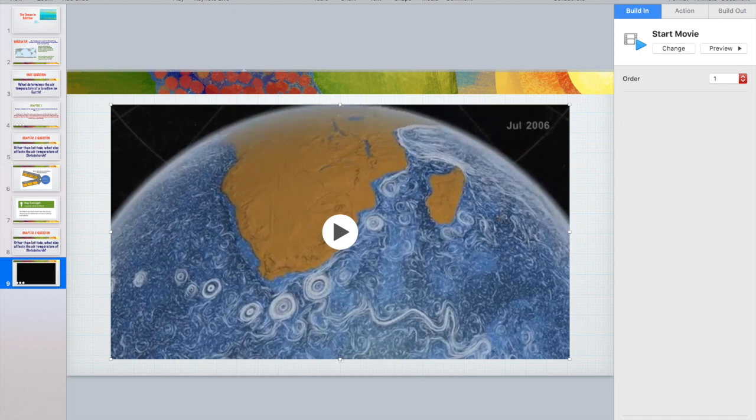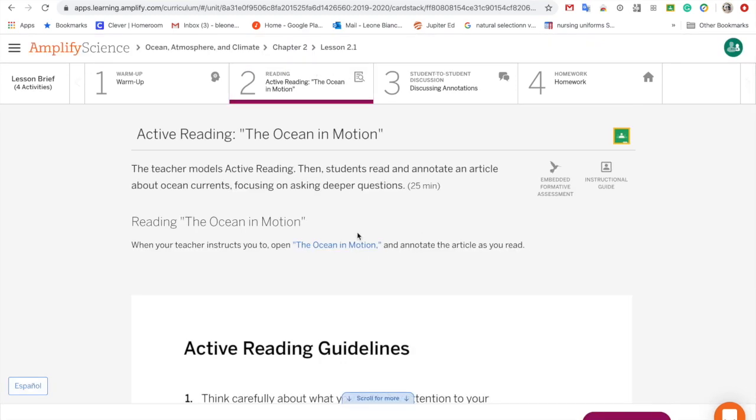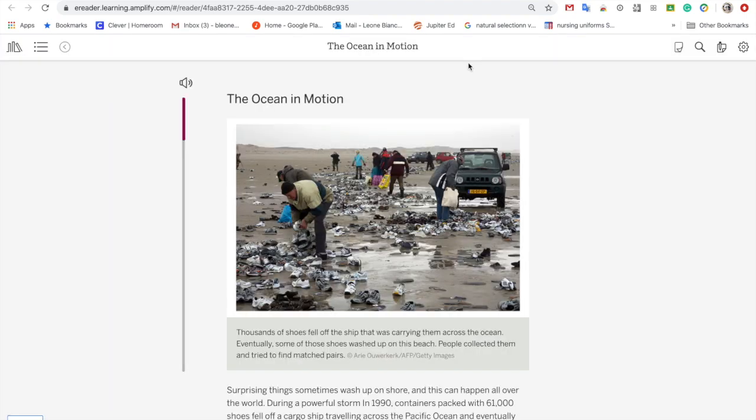So at this point, I'm going to go back to Amplify and go on to the article. You can use the PDF or the article online. It doesn't make a difference. And I want to point out some key things here. The ocean in motion. Right away, I know that we're going to be talking about the ocean moving, which already sets the stage that the ocean moving might have something to do with what's being taken with it, including temperature and other things.